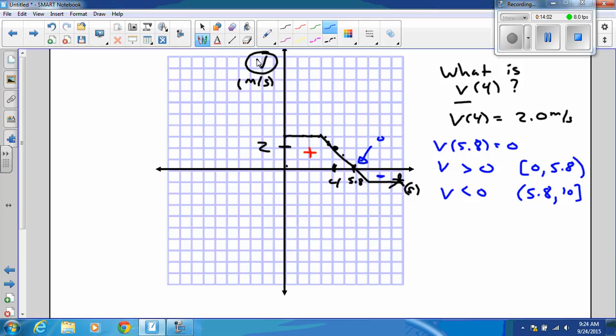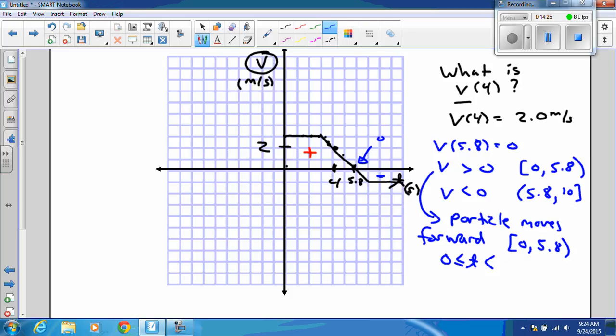Now, how does that help us? Because now it gives us a sense of the motion of the particle. I can interpret positive velocity as the particle moving forward, for t's between 0 and 5.8.